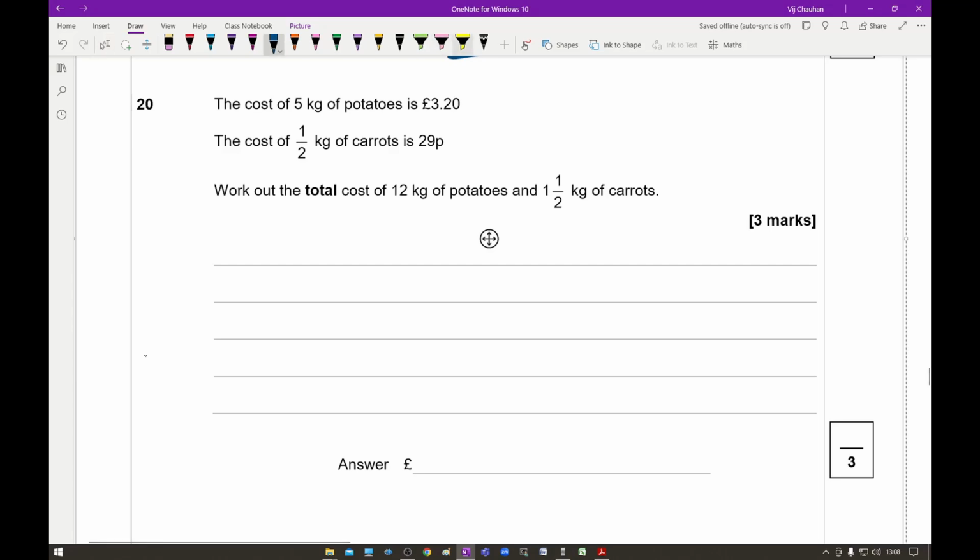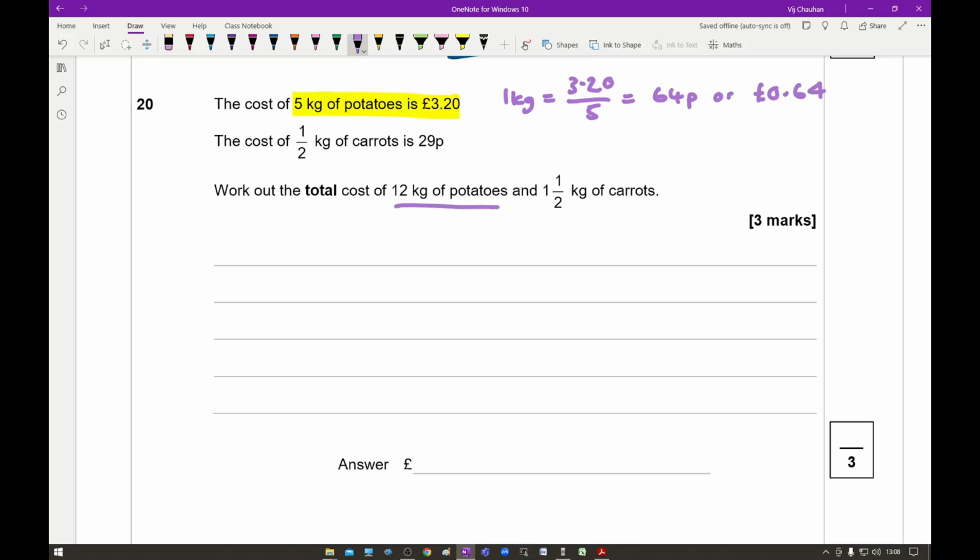Now here we can see that the cost of 5 kilograms of potatoes is £3.20. Now for this, what you want to do first is work out the cost of 1 kilogram of potatoes. Now for this, what we then need to do is just do 3.2 divided by 5, and that comes up to a total of 64 pence, or 0.64 as it would do on your calculator. So to work out 12 kilograms of potatoes, well, if 1 kilogram of potatoes costs 64 pence, then to work out 12 kilograms, I just need to do 12 multiplied by 0.64.